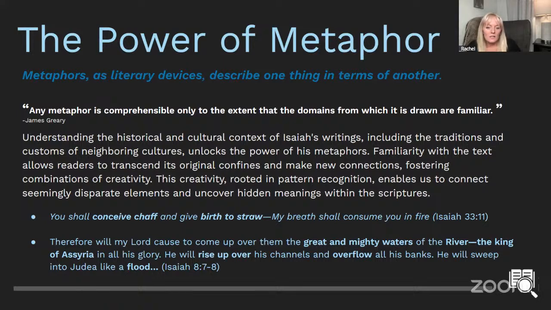So there is a creative aspect that I've noticed happens with this, and I would say it's rooted in pattern recognition, being able to see and connect things and bring them together. I gave two examples here. In Isaiah 33:11, here's a metaphor: "You shall conceive chaff and give birth to straw. My breath shall consume you in fire." So we've got conceiving chaff and giving birth to straw, pregnancy and conception together with farming, you know?